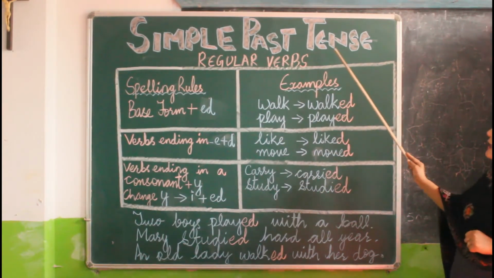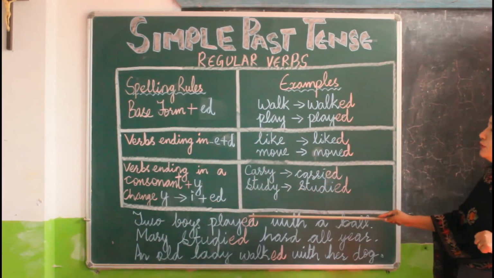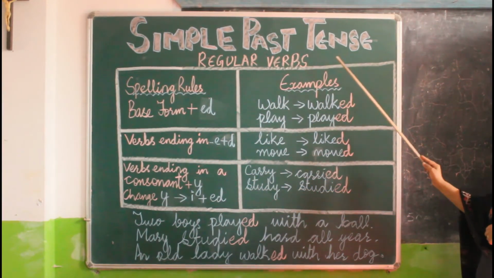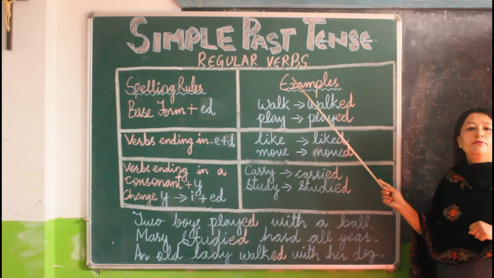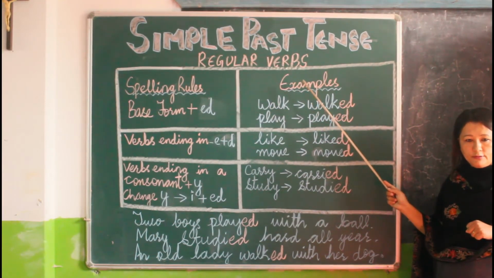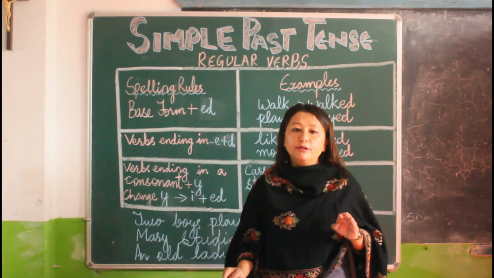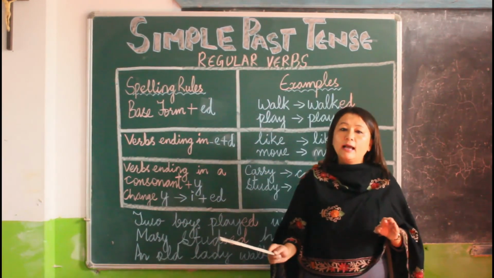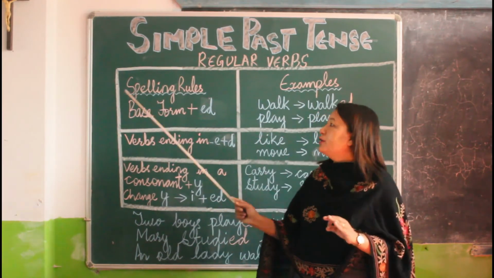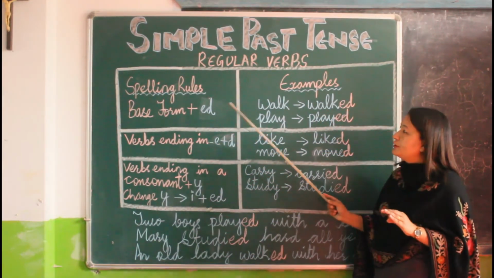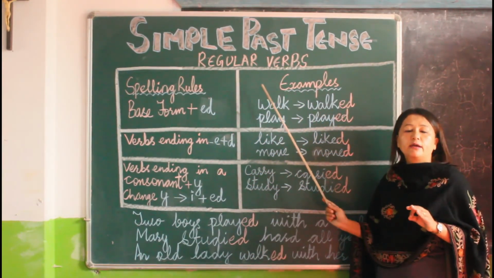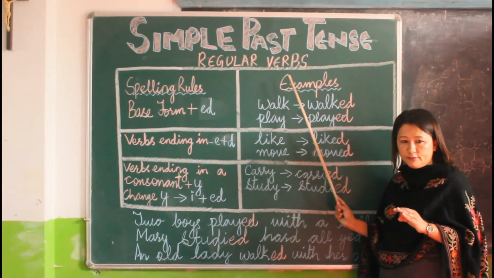So these are some of the spelling rules for simple past tense regular verbs. So children, we talked about simple past tense and some spelling rules for simple past tense regular verbs.